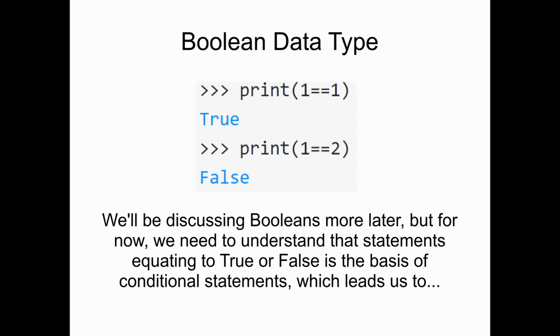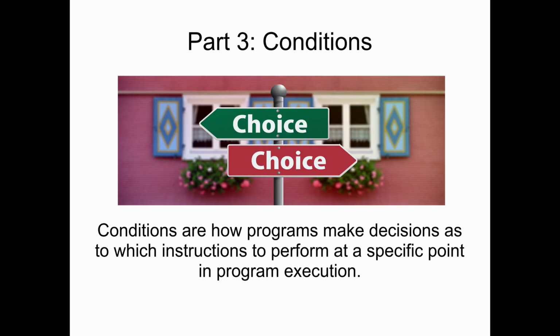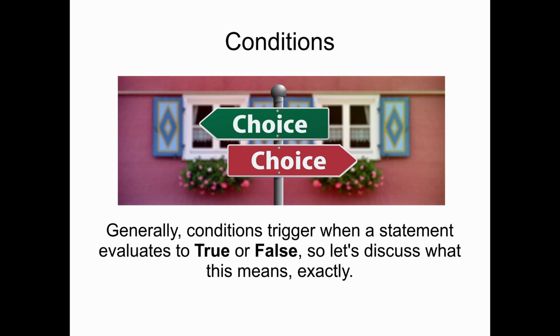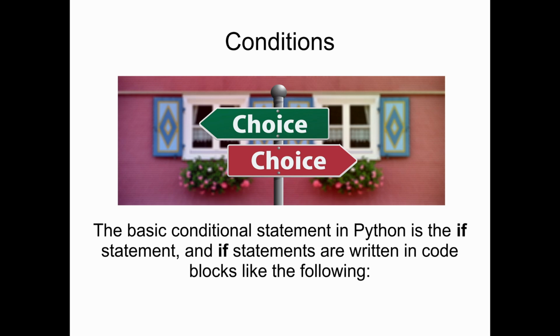We'll be discussing Booleans more later, but for now, we need to understand that statements equating to true or false is the basis of conditional statements, which leads us to conditions. Conditions are how programs make decisions as to which instructions to perform at a specific point in program execution. Generally, conditions trigger when a statement evaluates to true or false. So let's discuss what this means exactly. The basic conditional statement in Python is the if statement, and if statements are written in code blocks like the following.